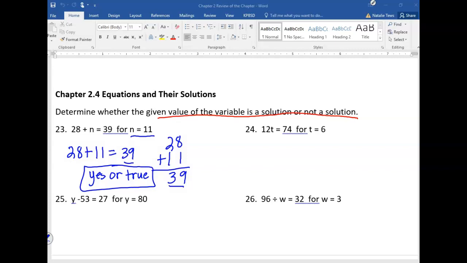All right? So be careful on the chapter review, on the test. If they already told you what the variable is, then just see if it works. Don't draw the line because you don't need to solve for y or n because you already know what it is. All right, let's go.